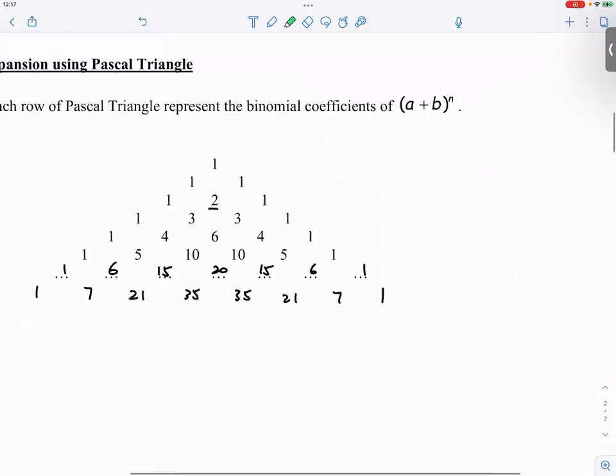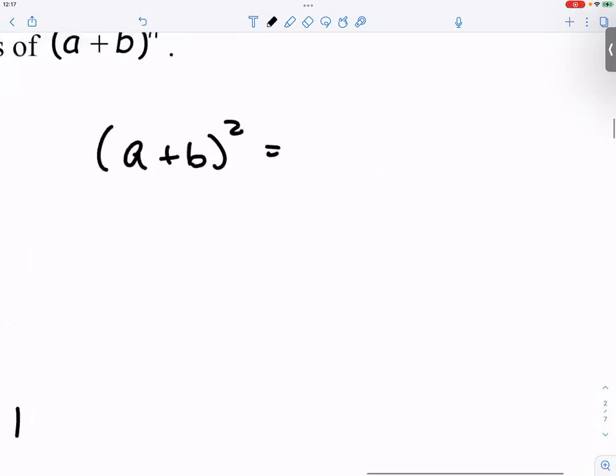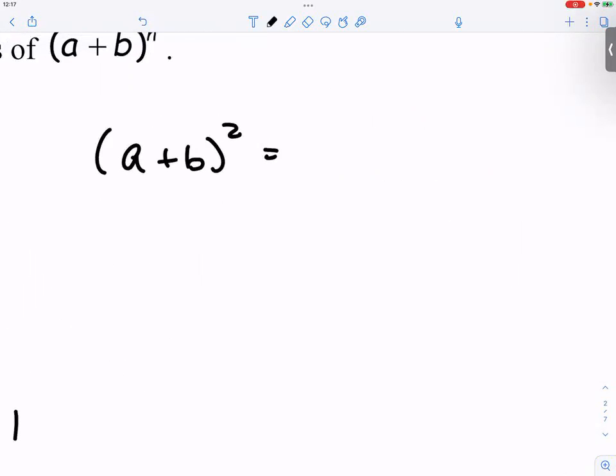Now we have some space to the right, and what I want you to do is the following. Can you go ahead and do (a plus b) squared really quickly? (a plus b) squared. I hope nobody would write down just x squared plus y squared. Nobody, I hope. Okay, what would it be? What did I say? Yeah, a squared plus 2ab plus b squared.